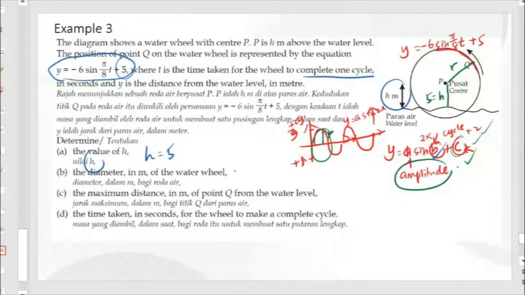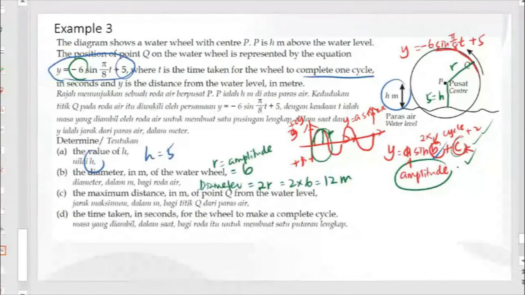So radius is equal to amplitude actually. So your amplitude is what? -6 or 6? Yes, positive. Radius is positive. So you don't write -6. It's 6. Now you understand the question. So the amplitude, the radius, is 6. So your diameter is equal to 2 times the radius. So it's 2 times 6, 12 meters.